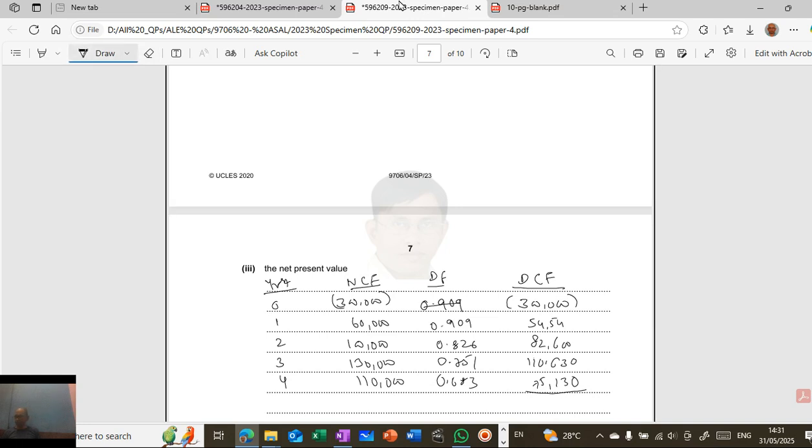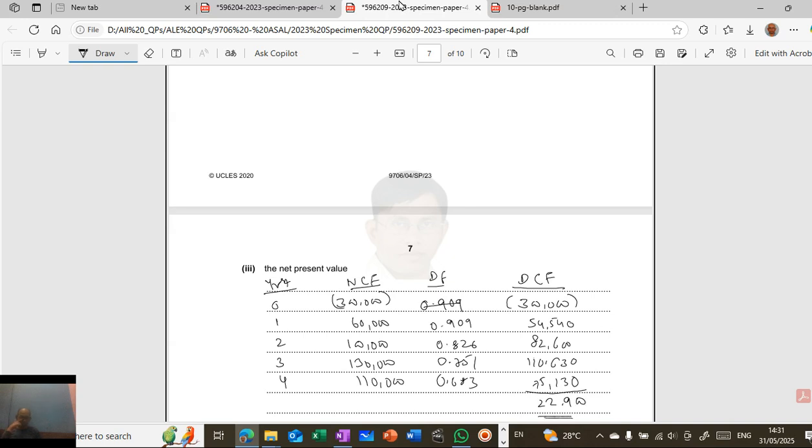Now you calculate. I'll do the net cash flow first. So how do you do it? You can simply do it straight away: 54,540 plus 82,600 plus 110,630 plus 75,130, minus 300,000, which is 22,900. So this is the NPV.